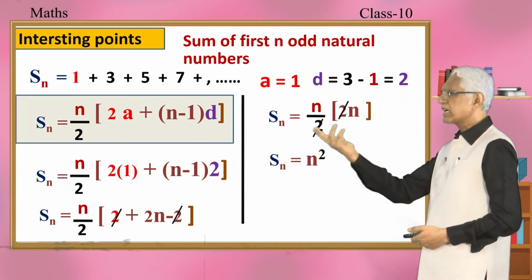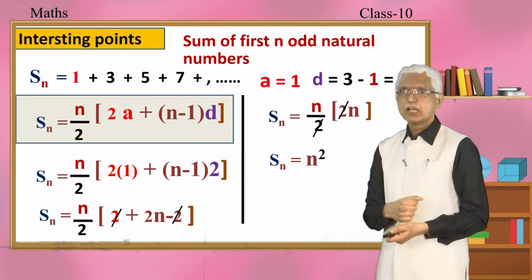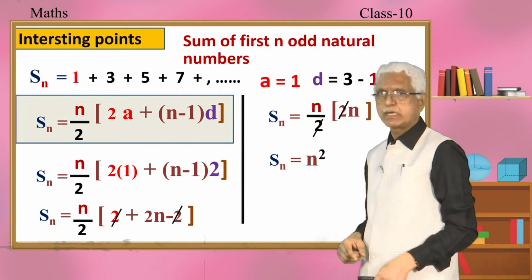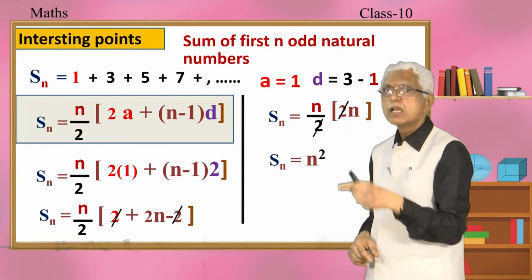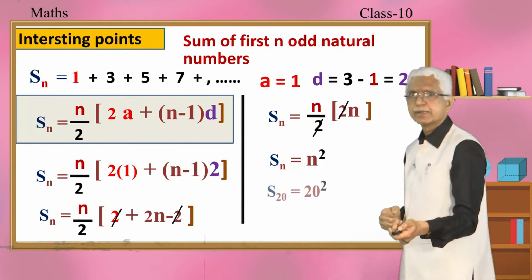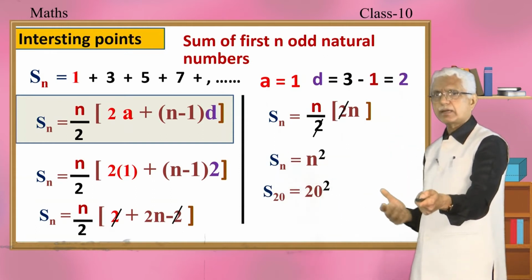Sir, 100 square, sir, 10,000. Beautiful. The formula is ready. Will you use Sn is equal to n by 2 into 2a plus n minus 1 into d for this? You will not, because you know it is n square, right? Okay, that's good. See, what is the sum of the first 20 odd natural numbers? 20 square, correct.